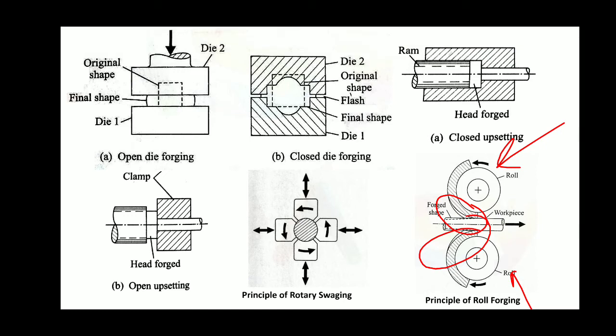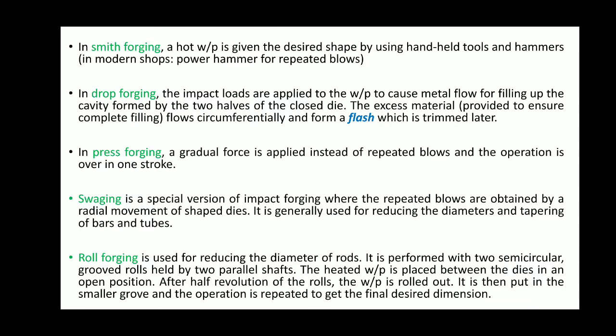As we are using rolls for giving the compressive force here, it is also known as the roll forging process. So now how can we define the different processes? In smith forging, that is the very basic type, a hot workpiece is given the desired shape by the application of handheld tools and hammers. Nowadays in modern smithies, power hammers are used for the repetitive blows.